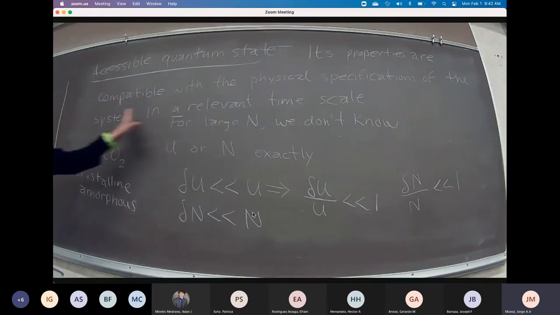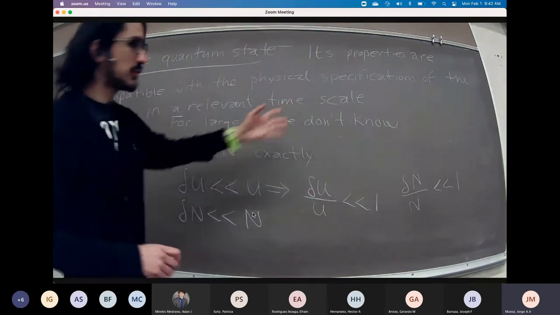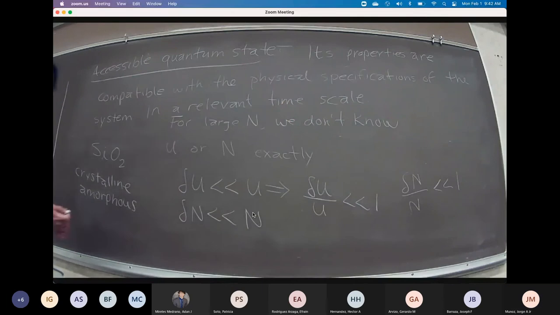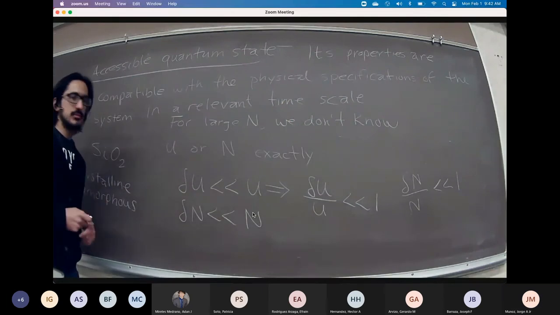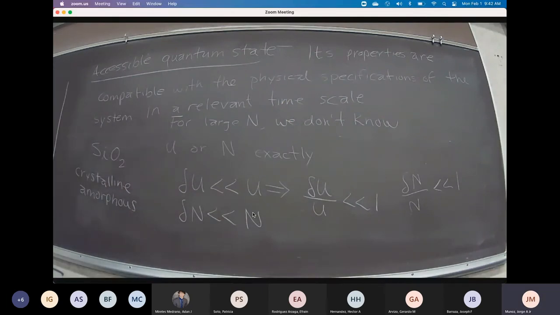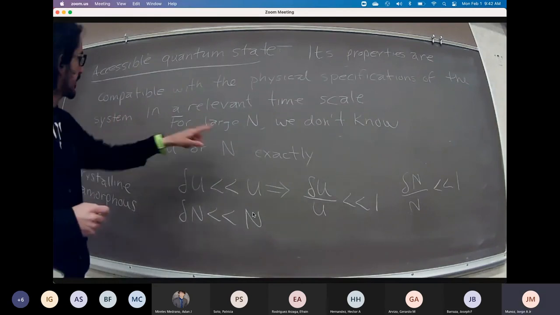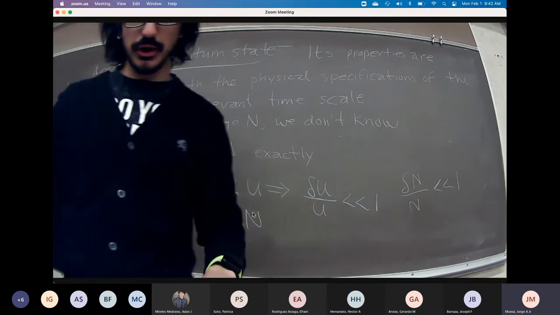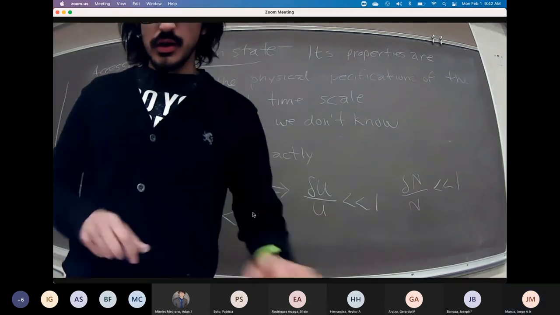Okay, so the relevant time scale is the time scale of your experiment. If you're measuring for 1 minute, then that quantum state has to be accessible in less than a minute. So these are the caveats of accessibility. Okay.